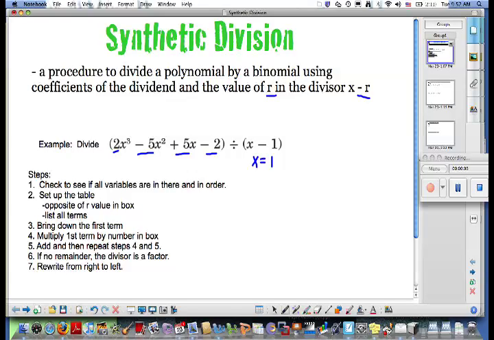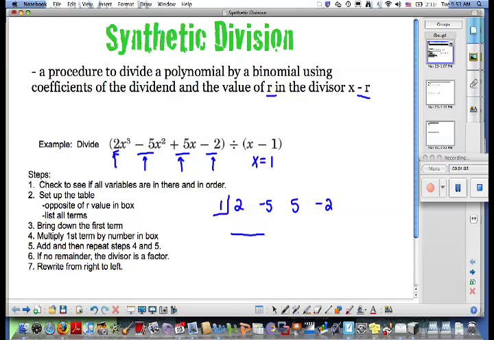The first step is to check to see if all variables are there and in order. We have x cubed, x squared, x, and a constant. They are there and in order. We're going to set up a table. We use the opposite of our value in the box. So in our box we're going to have 1. And then we're going to list all of our terms with the coefficients in descending order. So it's 2, -5, 5, -2. These come from our coefficients, 2, -5, 5, and -2.